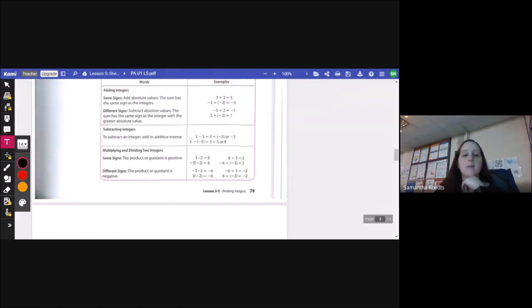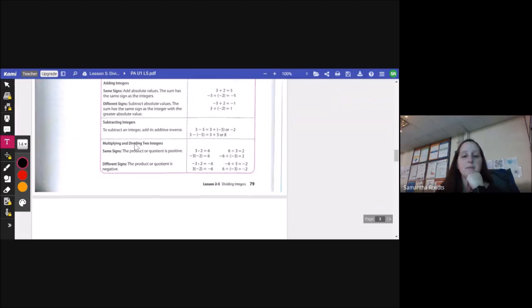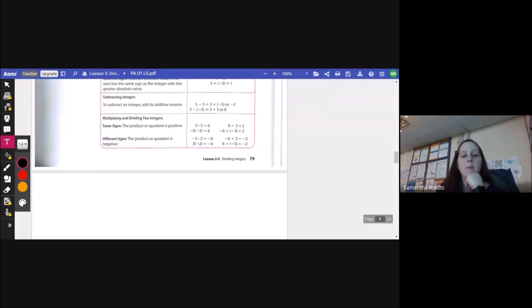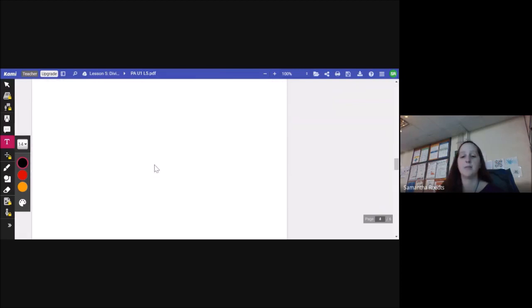Okay. Subtracting integers, to subtract an integer, I add its additive inverse. So 3 minus 5 becomes 3 plus negative 5. Different signs, I subtract them. 3 minus a negative 5 becomes 3 plus 5, or 8. When I'm multiplying and dividing integers, the same sign, the product or quotient is positive, and different signs, the product or quotient is negative. So if it has an even number of negative signs, it's a positive number. If it has an odd number of negative signs, the answer is negative. All right, and that is the end of Unit 1, Lesson 5.